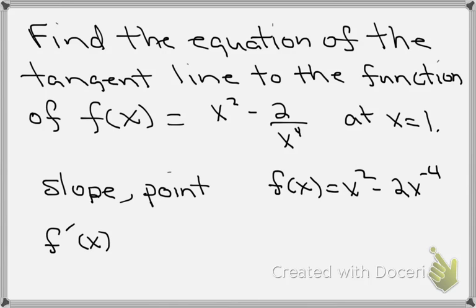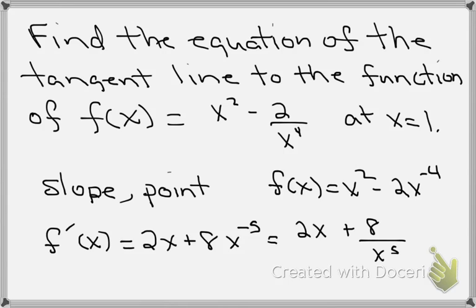So now I can find f prime of x, which will be 2x, and then the derivative of minus 2 times x to the minus 4 is going to be minus 4 times minus 2, so that's plus 8. And then subtract 1 from minus 4, so it'll be x to the minus 5 power. And if I like, I can rewrite that so it looks a little better. So that would be 2x plus 8 over x to the 5th power. Okay, so my derivative, f prime of x, is 2x plus 8 over x to the 5th power.